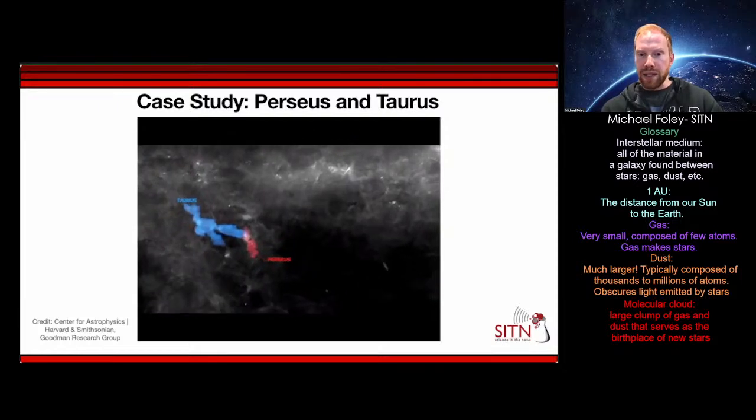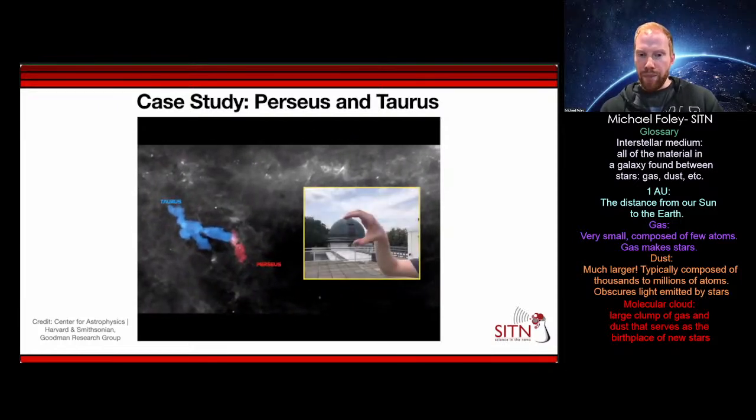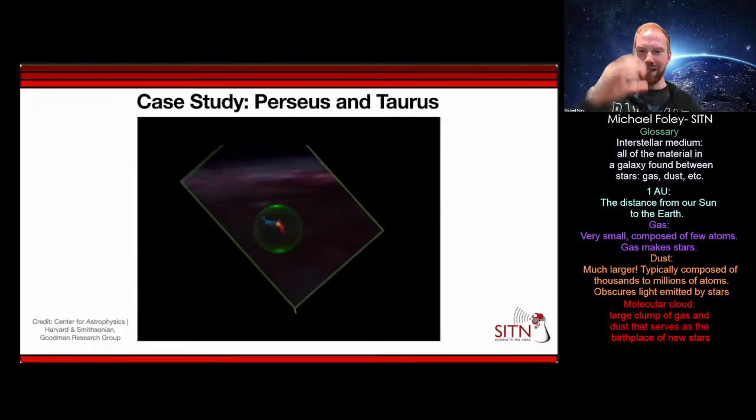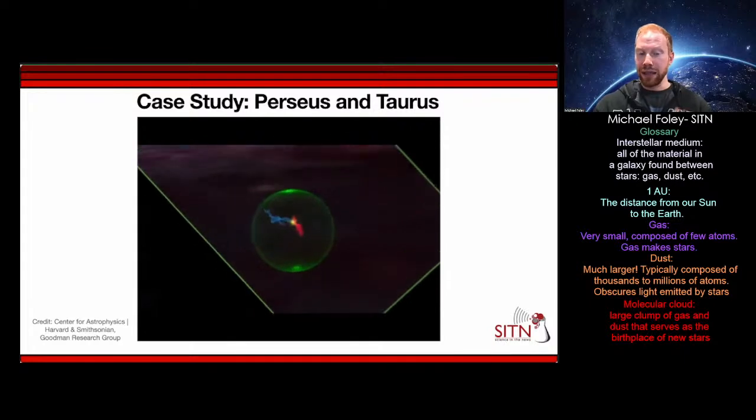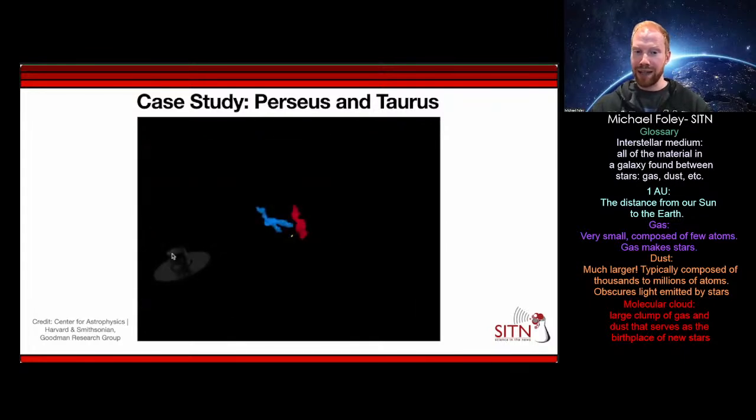But thanks to 3D dust mapping, we understand that this idea of forced perspective, where you have things lined up along the line of sight, like that hand in a telescope, can create illusions. So even though Perseus and Taurus look like they touch on the plane of the sky, Gaia has allowed us to map them out in 3D and discover that there really is a large spherical cavity between them.